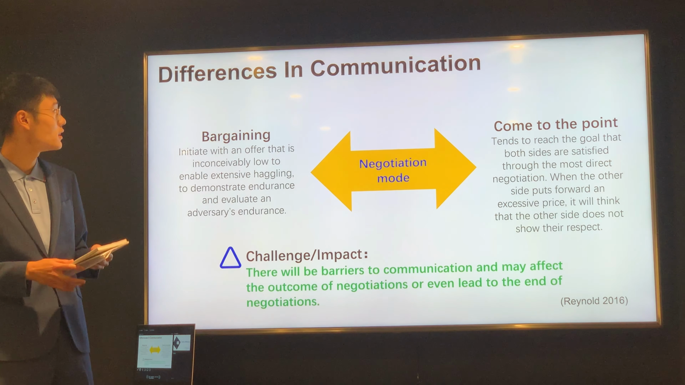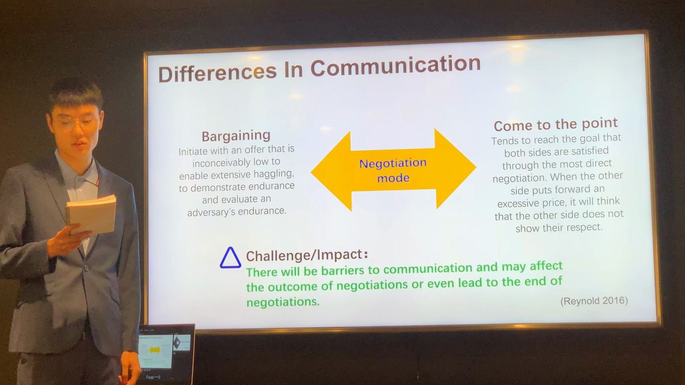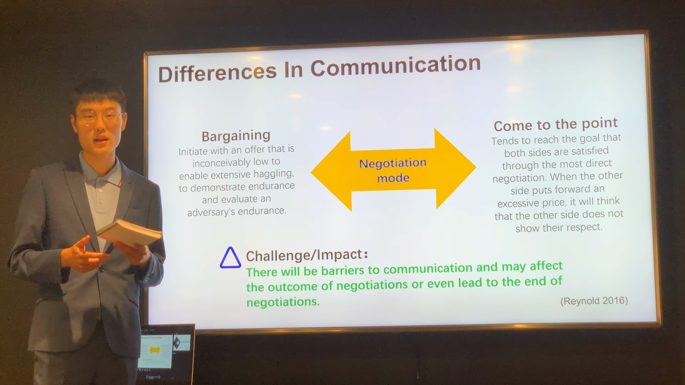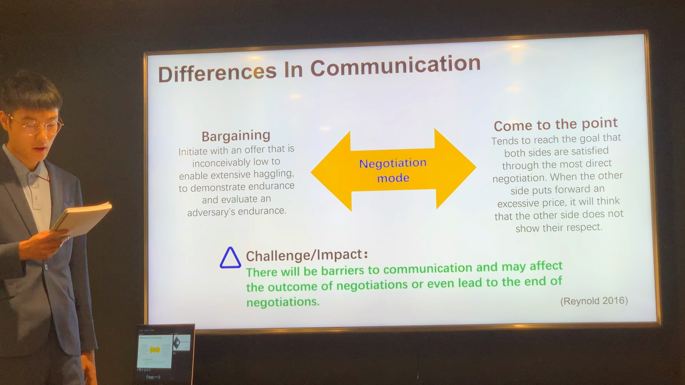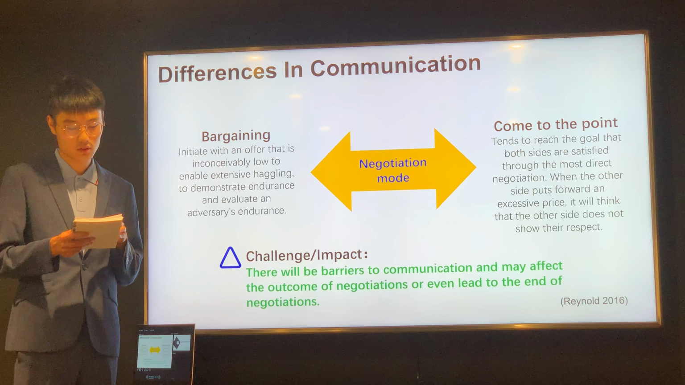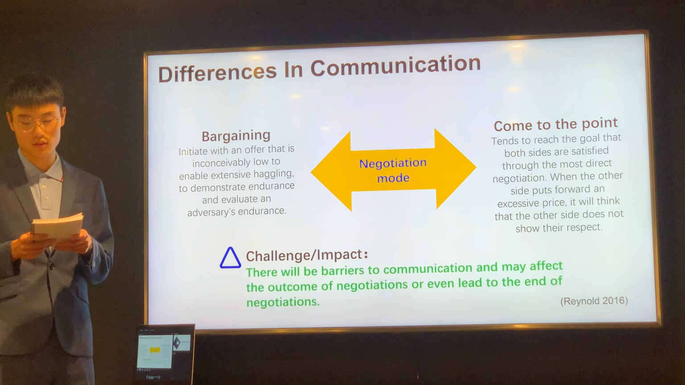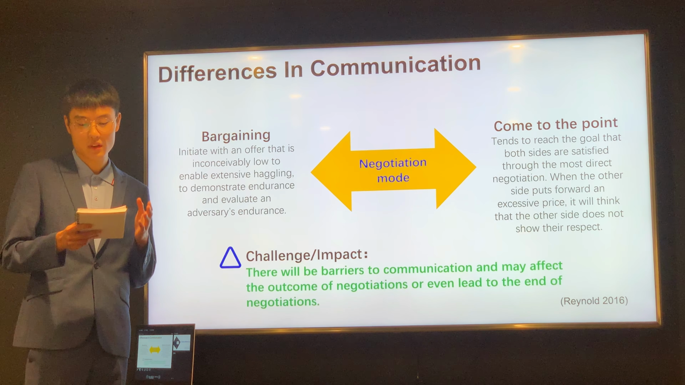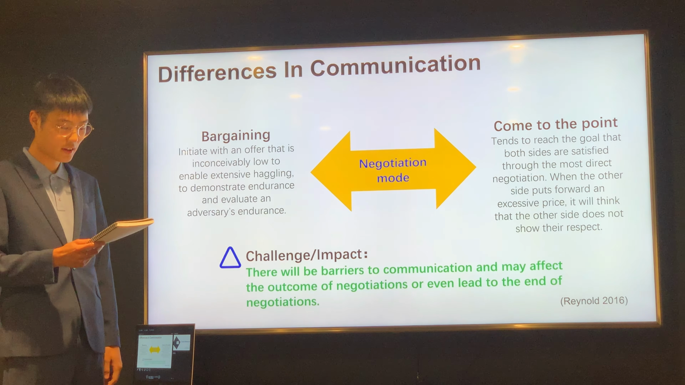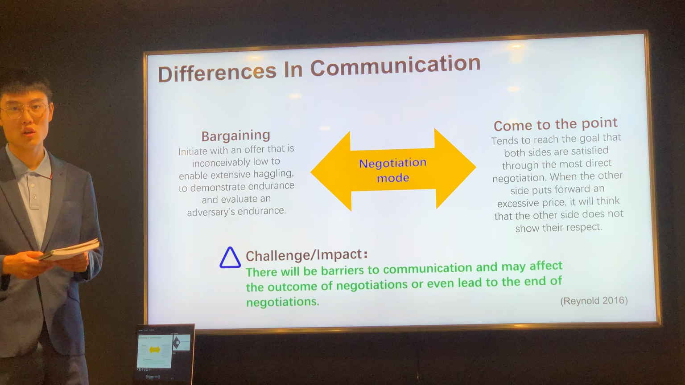The next aspect is the differences in communication. The reason why I regard communication as one of the factors that impact the external operation is that I think communication is an important basis for enterprise negotiation. The Chinese negotiation group may stall during negotiation to test others' patience and maximize their profits. But Western businessmen may find this unreasonable and think that the Chinese negotiation group doesn't show respect. So the cultural difference in communication may affect the outcome of the negotiation or even lead to the end of the negotiation. So that's all my content.